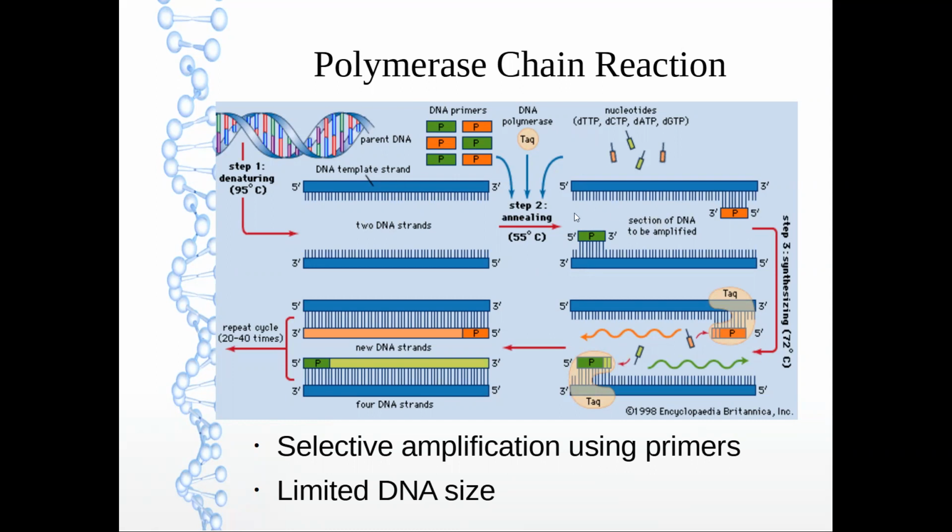So the temperature goes down to the annealing temperature. Now, the annealing temperature depends on the primer. And the primer would have a certain GC content. The GC content of the primer is the one that would dictate the annealing temperature. But it's around 55, so around 50 to 57, 56, even a bit higher, depending on the GC content.